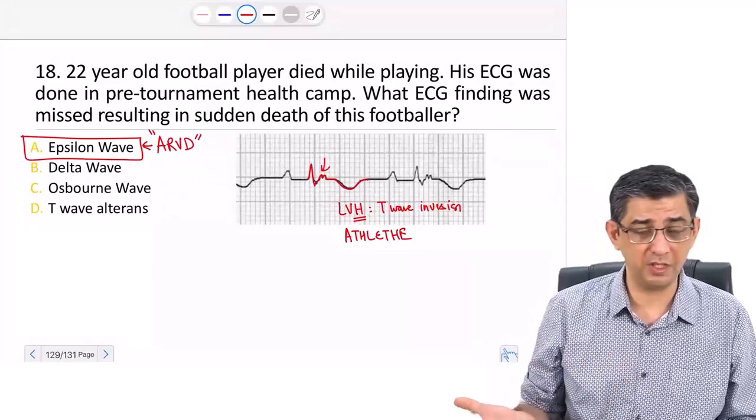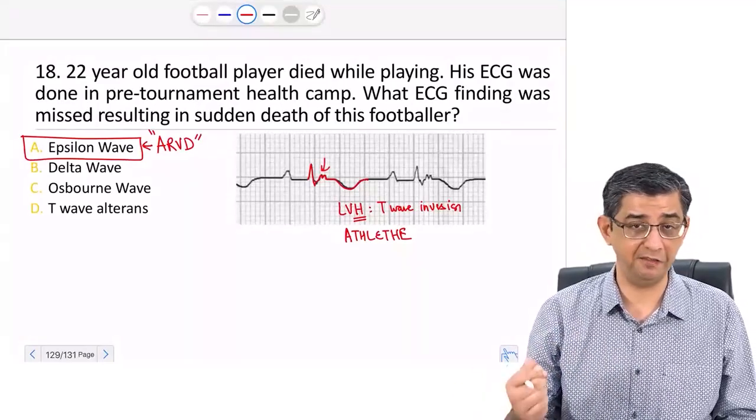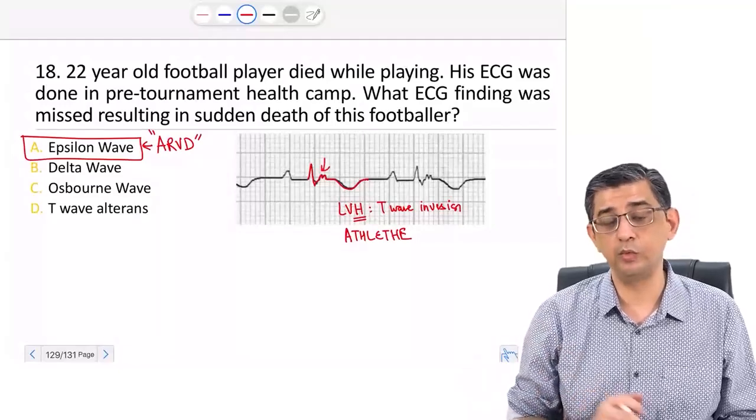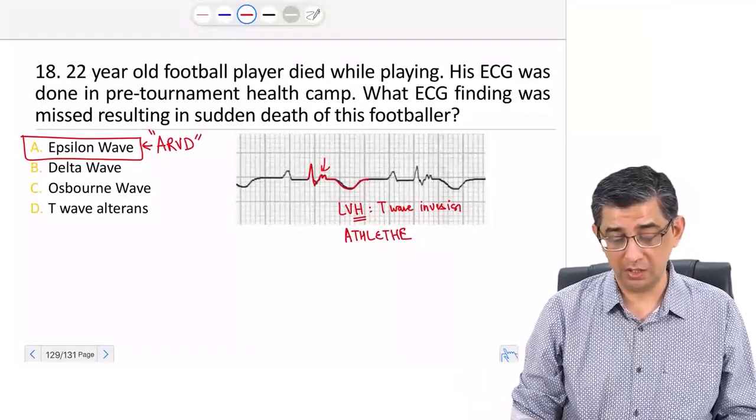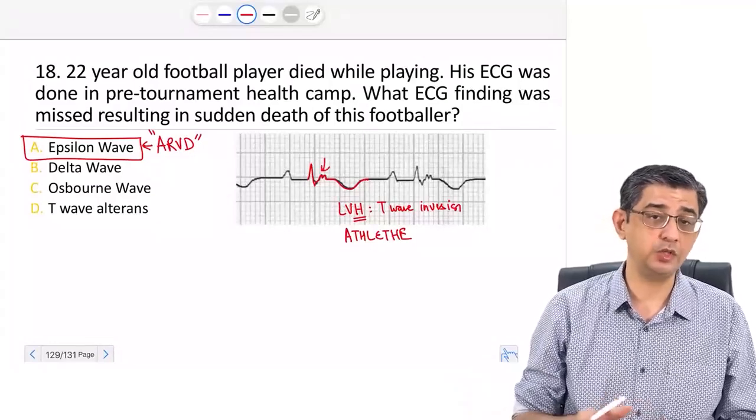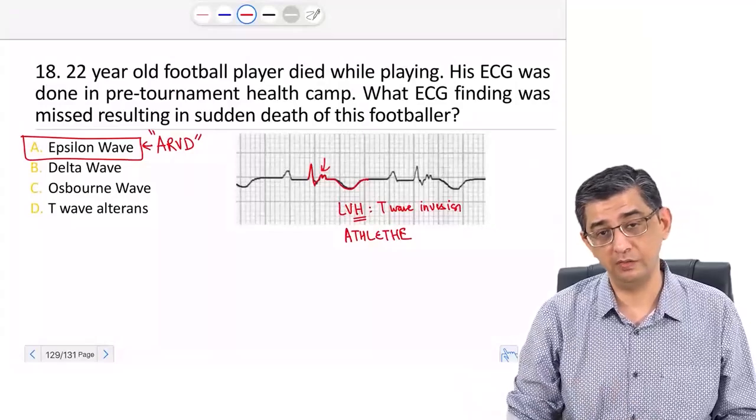As the name itself is self-explanatory, arrhythmogenic right ventricular dysplasia can have fibrofatty deposition in the right ventricle. The answer to this question is A, and this guy actually should not have been a football player in the very first place.